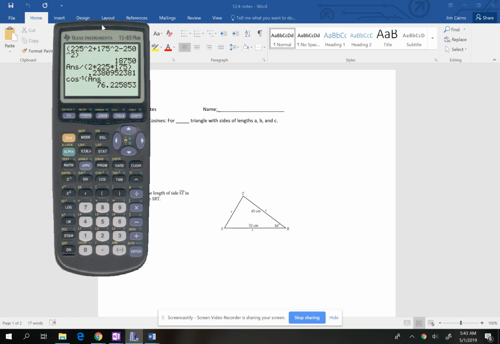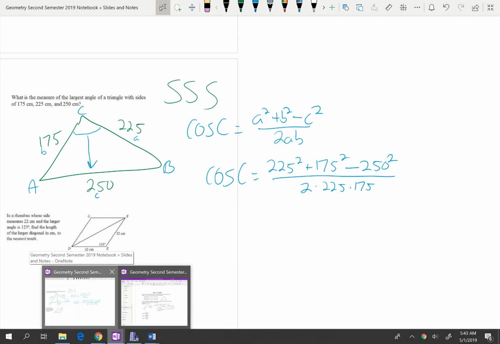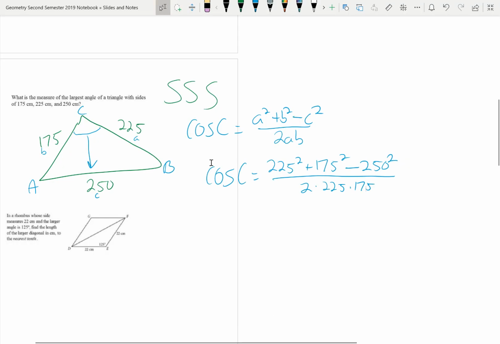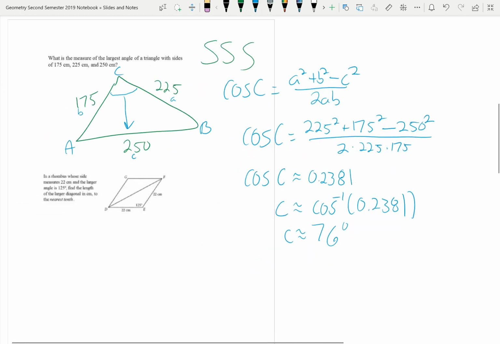Pretty cool. So now what I'm going to do again is go back here, and this means that cosine of C is approximately equal to 0.2381. And so C is going to be approximately equal to inverse cosine of this number, which means C is approximately equal to 76 degrees. Okay, so that's how you do it with side, side, side.